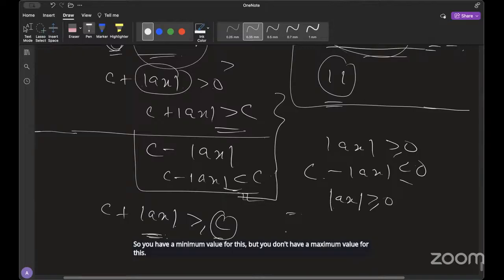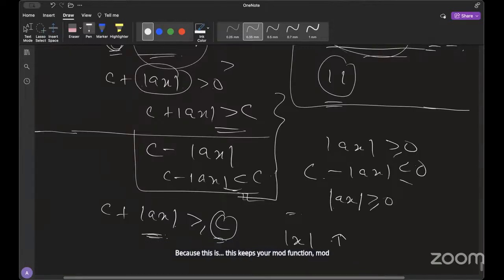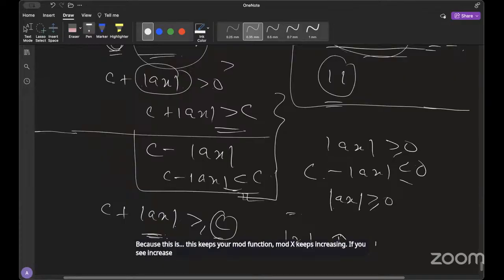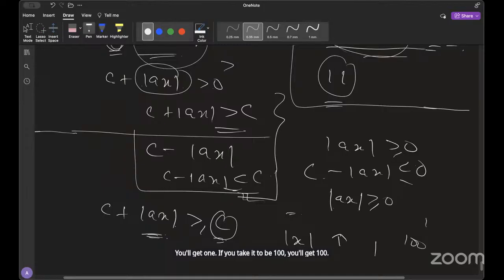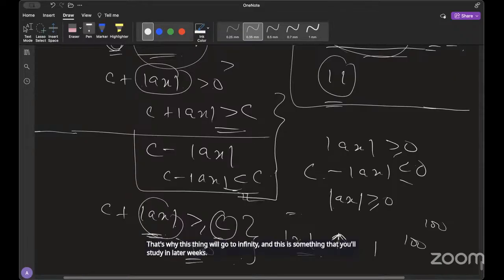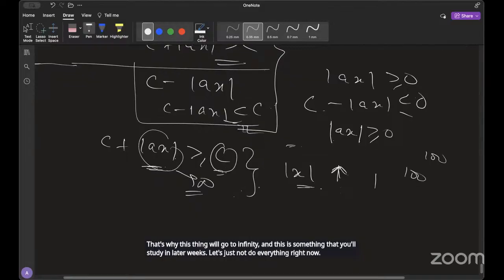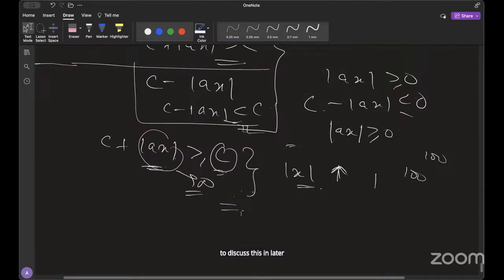Because this mod function mod x keeps increasing. If you take x to be 1, you'll get 1. If you take it to be 100, you'll get 100. If you take it to be 1000, this keeps increasing. It will never stop. That's why this thing will go to infinity, and this is something that you'll study in later weeks. Let's just not do everything right now. Everything that we've said so far, we'll have to discuss in later weeks. And with this, we'll end the session because it's already far past the time.